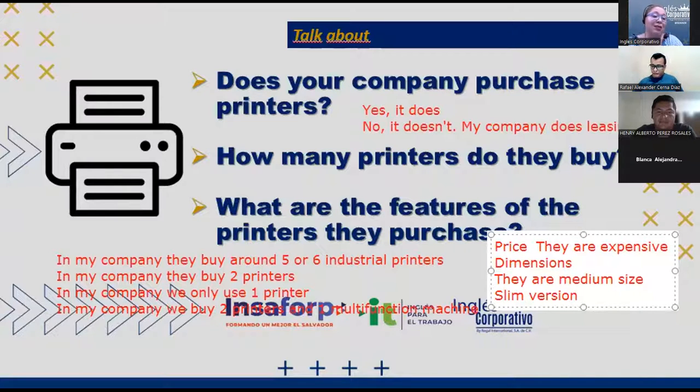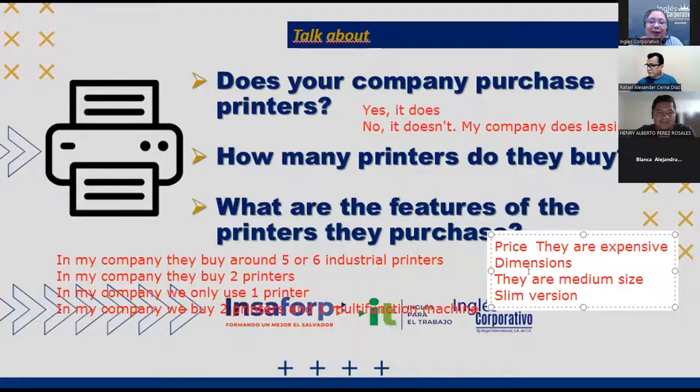Podríamos decir, the slim version is because they are like pocket, right? Pero en realidad, pues sí, es para hacerlas más livianas, más portables, más utilizables. Pero sí, they are handling, right? This is to handle them better, right?